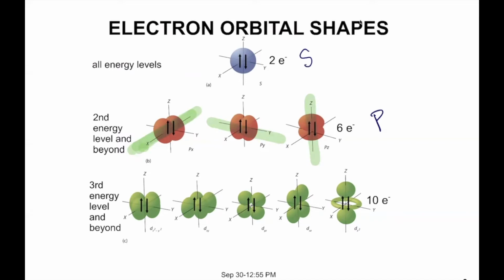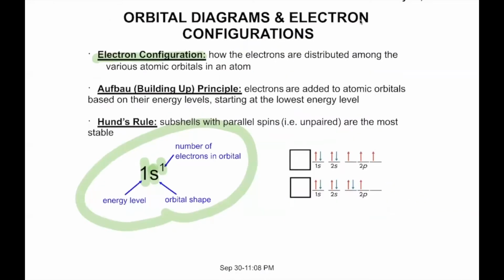And then down here, we have the d orbital, and the d can accommodate 10 electrons. And here is the shape and or the location of the electron in terms of probability, and that's the d. We have the s, which can fit 2 electrons, the p, which can fit 6 electrons, and the d, which can fit 10 electrons. And so when we have our electron configuration, here's the energy level or period, here's the orbital shape, which we just talked about, and then here's the number of electrons that are in that orbital.